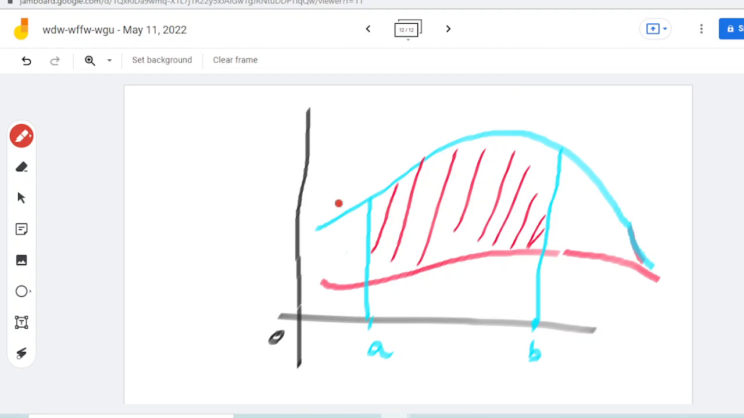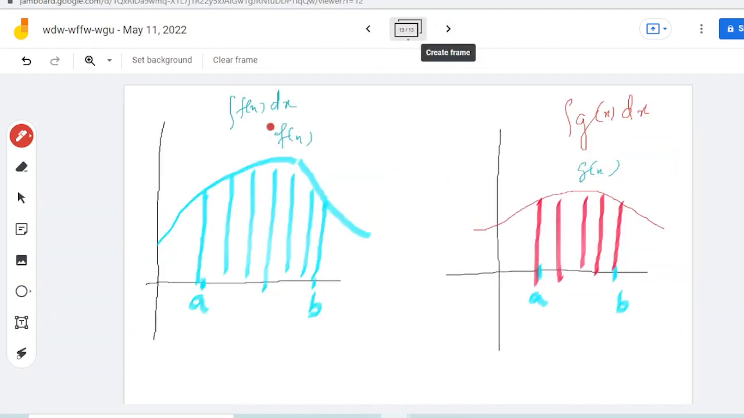So we know one thing. Let us see this graph separately. Suppose this graph is f and the graph in pink is g. We know that the integral of f of x dx is the area between the x-axis, the limits A and B, and the function f of x.